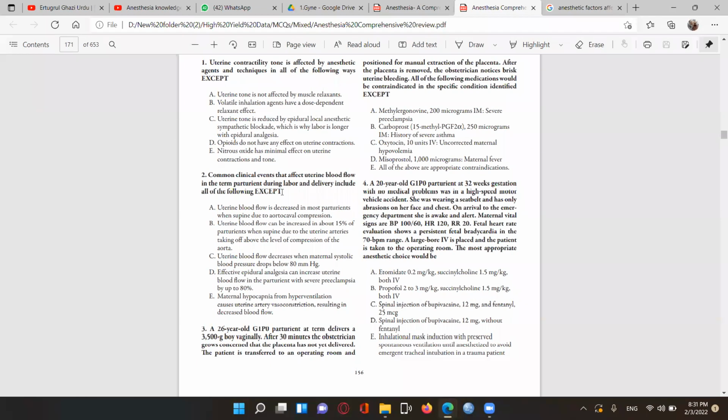Common clinical events that affect uterine blood flow in term parturient during labor and delivery include all of the following except, okay. So actually these questions are not ideal. This is for practice, but people don't understand that. In real time, if you ask someone, is it a good question? It's not a good question. Except questions are not considered as good standard MCQs, okay.